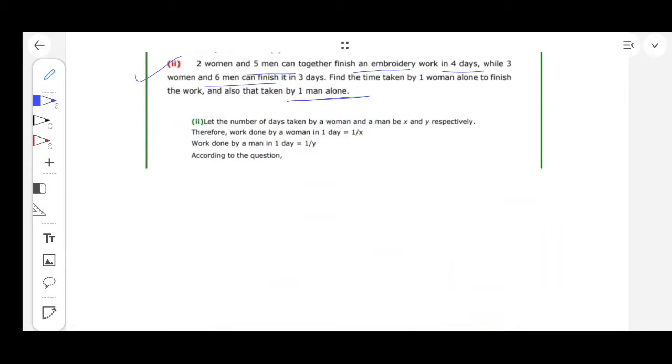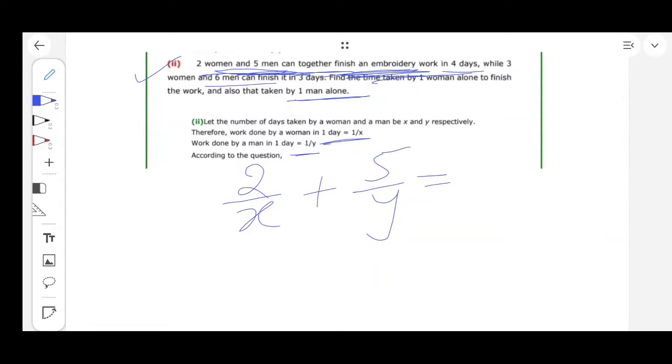Okay, now according to the given condition, 2 women and 5 men can do together a work of embroidery in 4 days. So we can say that 2 women can do work 2 upon x and 5 men can do work 5 upon y according to the given condition. Okay, and that would be completed in 4 days. So multiply by 4 and the work would be finished, one work. Okay, so we can find the value.